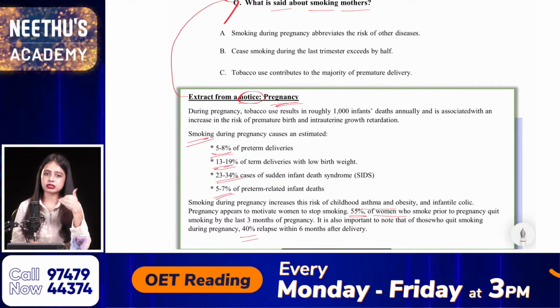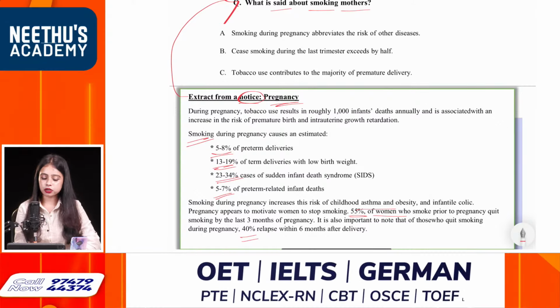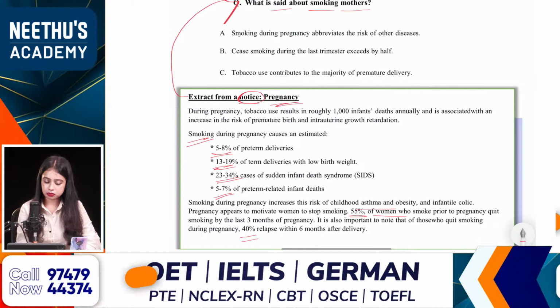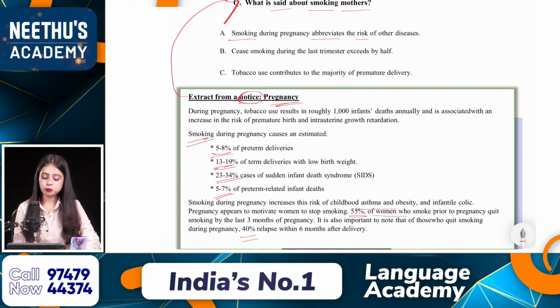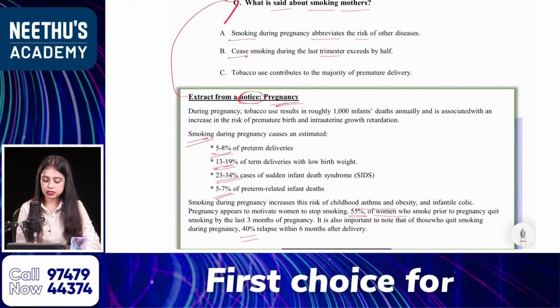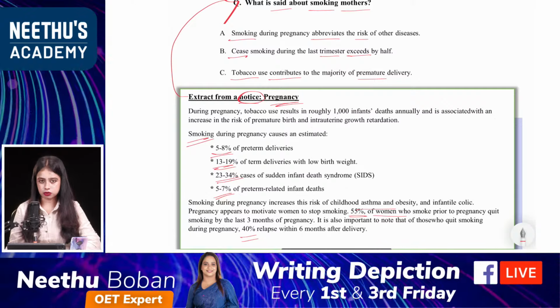Whether these keywords will help you find the answer. Option A: smoking during pregnancy abbreviates the risk of other diseases. My keywords: smoking, abbreviates, risk. Option B: cease smoking during the last trimester exceeds by half. Cease, trimester, exceeds. And option C: tobacco use contributes to the majority of premature delivery. Tobacco, contributes, premature. So these are my keywords from these options.